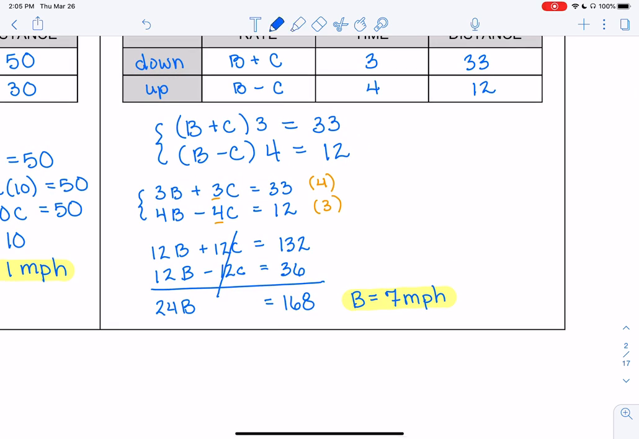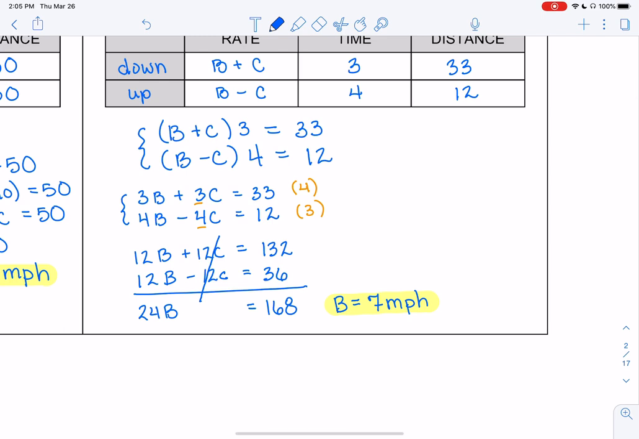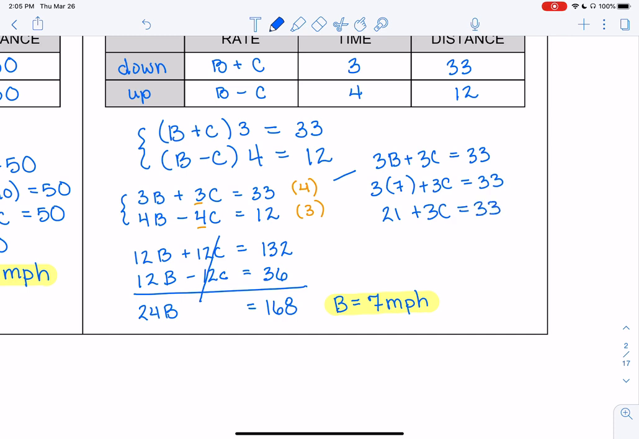So I could technically use any of the equations I've already written. I think I'm going to go with one of my first ones that I did here, 3b plus 3c equals 33. And I'm going to plug in my boat value as 7. And then multiply that. So I have 21 plus 3c equals 33. And then I subtract that. I get 3c equals 12.